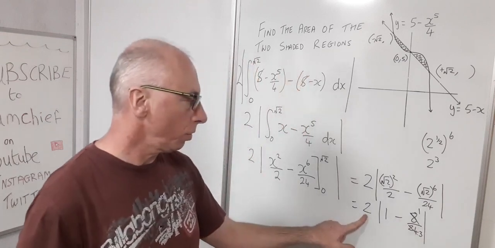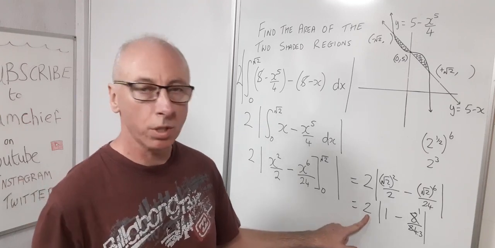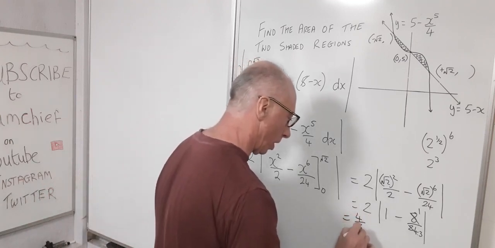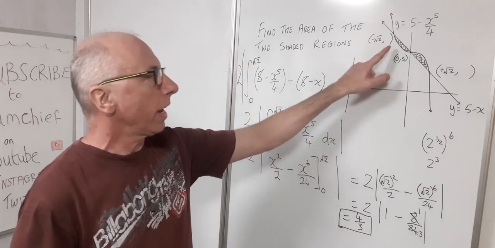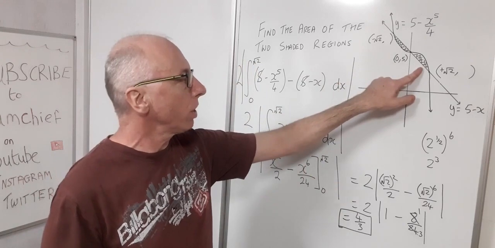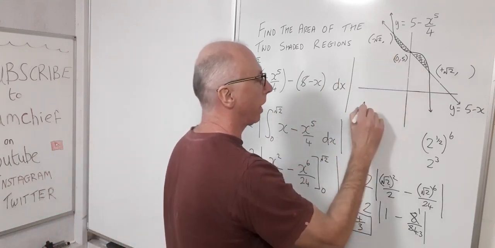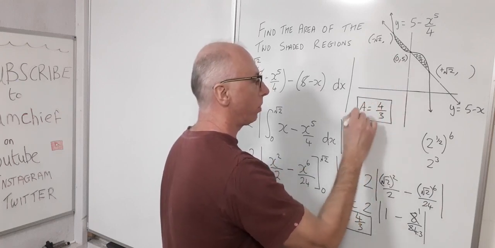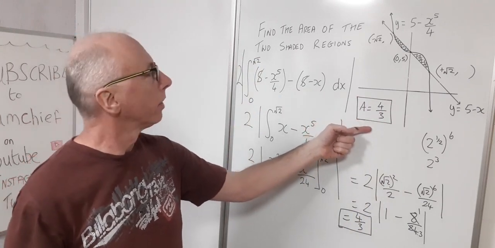So now we've got 2 times the absolute value of 2/3, which is 2 times 2/3. So therefore we've got 4 over 3. So the area of these two shaded regions is basically area equals 4 over 3. Whatever units you're using, that's what you would have, units squared.